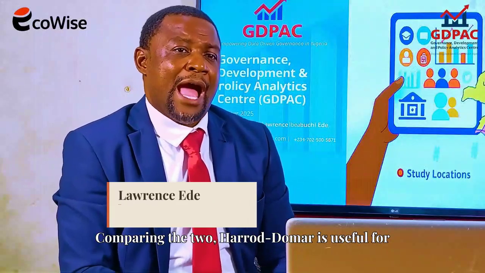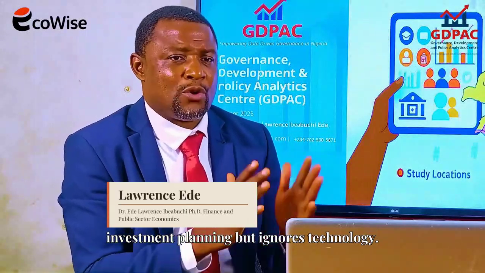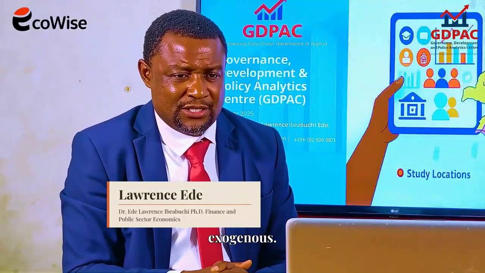Comparing the two, Harrod Domar is useful for investment planning but ignores technology. Solow is richer but assumes technology is exogenous. Nigeria's experience shows institutions matter most.